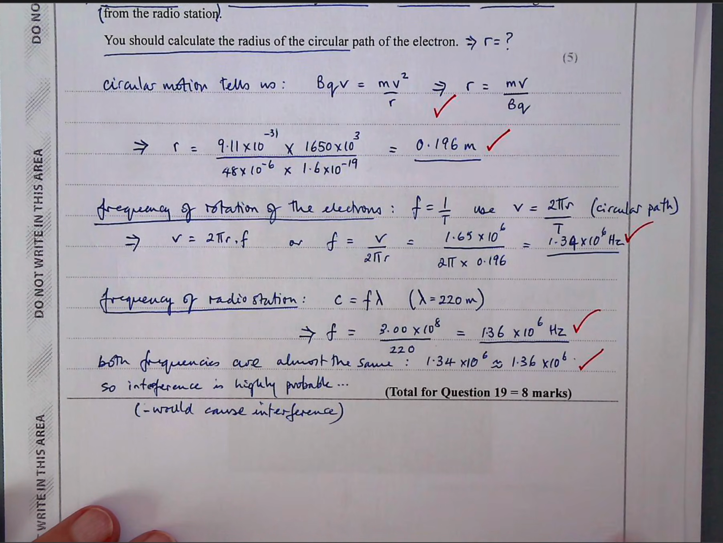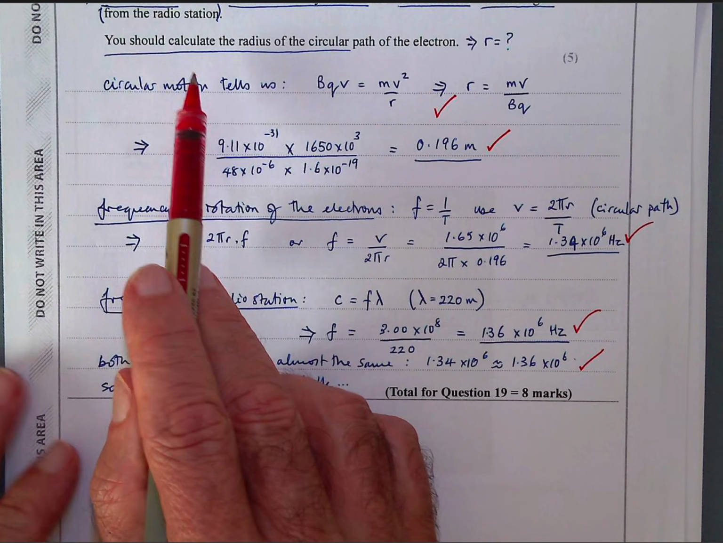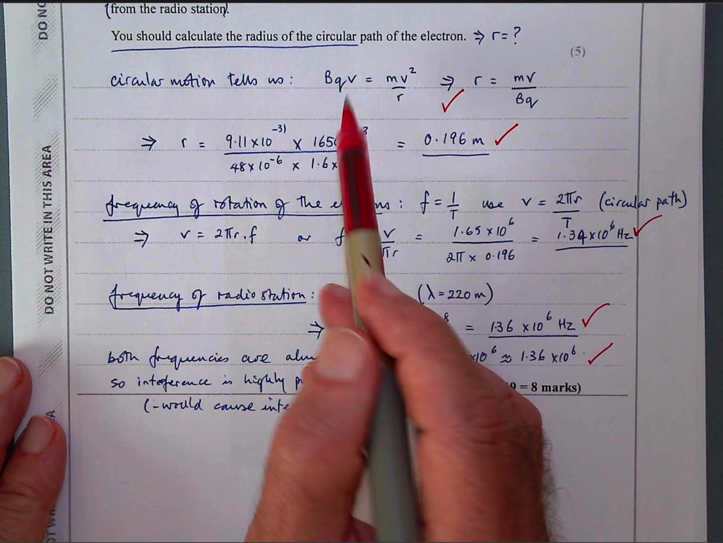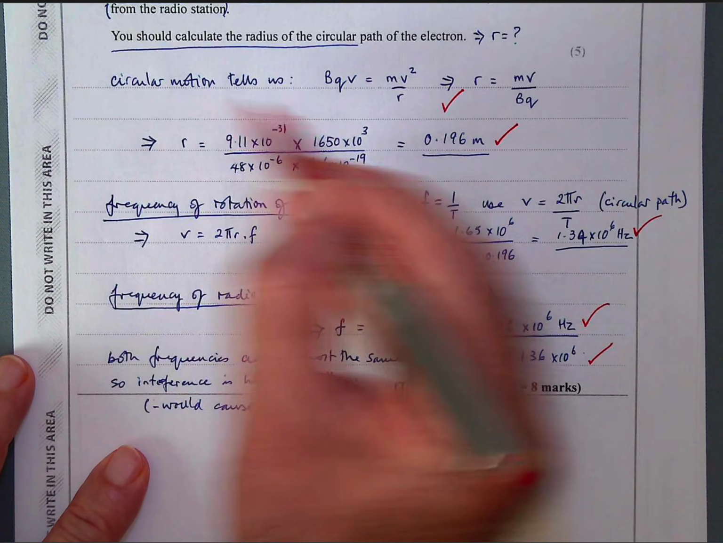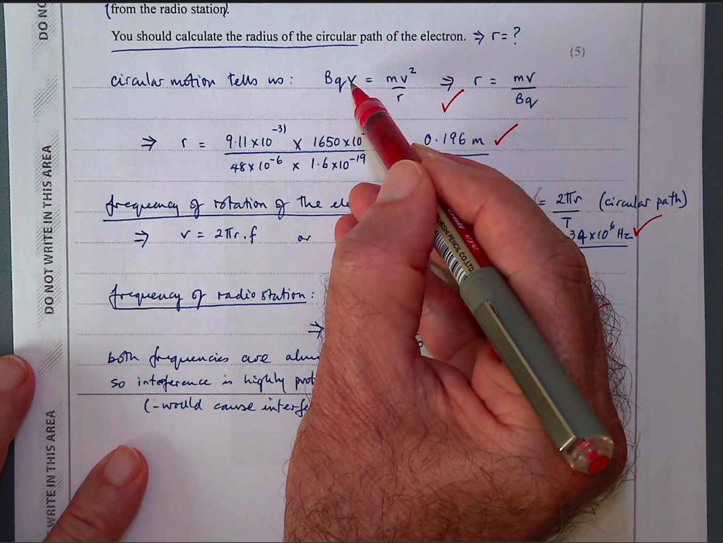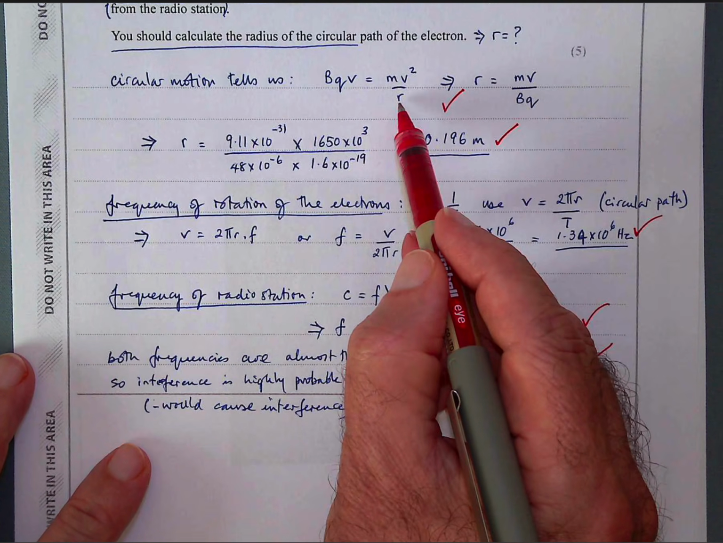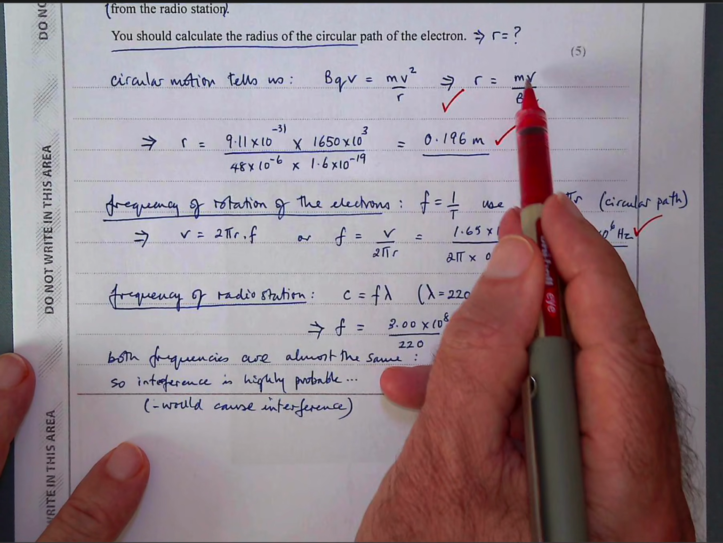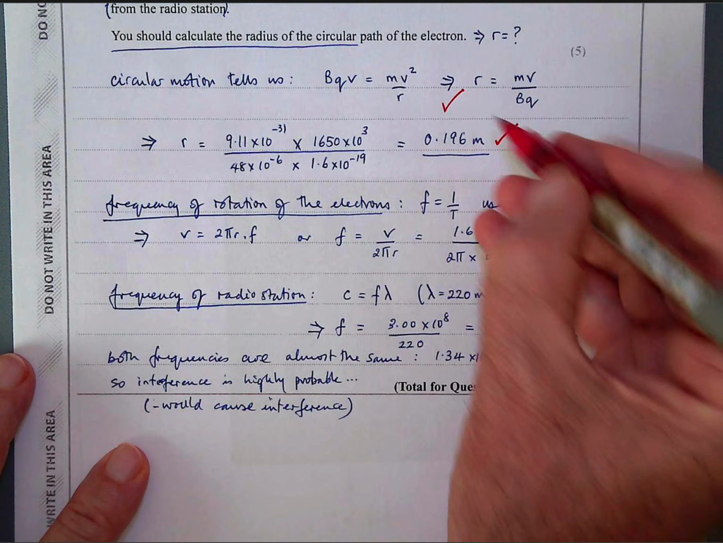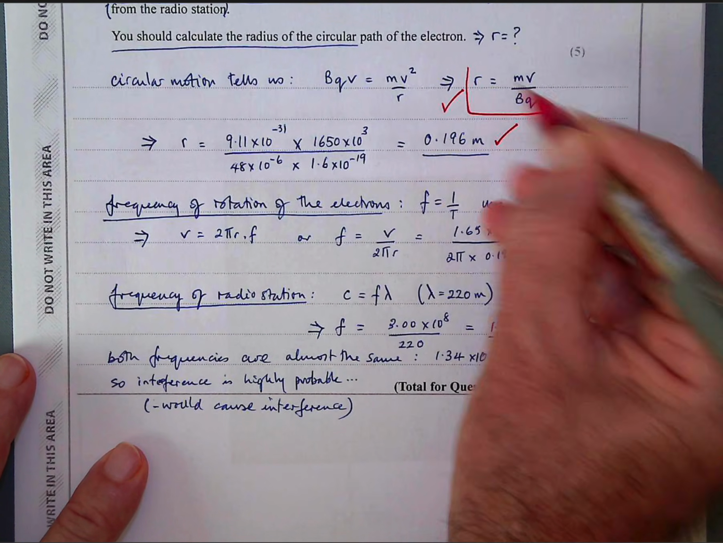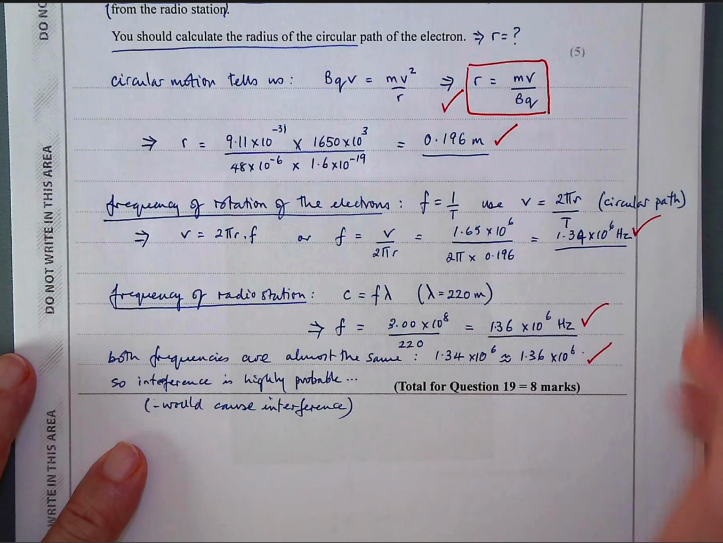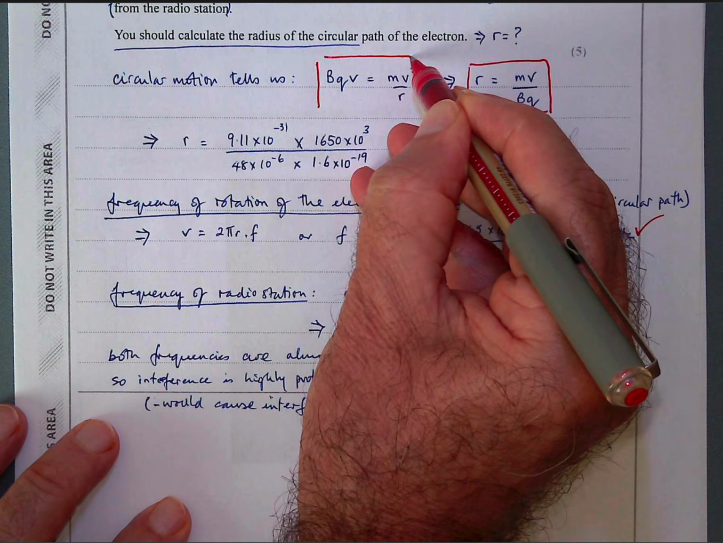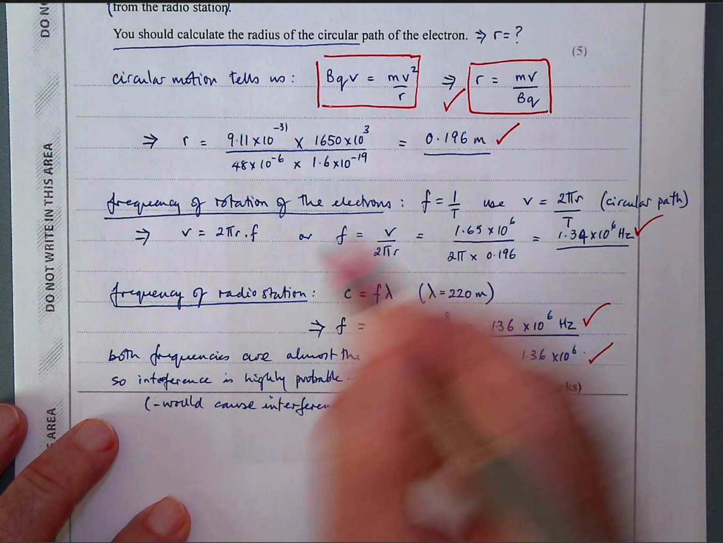Circular motion gives you a clue: you should calculate the radius of the circular path. Well, how do we do that? Circular motion tells us that BQV, the centripetal force for a magnetic field, is equal to mv squared over r. One of the v's cancels out, so you can come up with the equation where r is momentum over BQ, which is a common way of using this. This comes in every exam, I think, so make sure you can equate these two. You'll probably get a mark for showing you can do that.